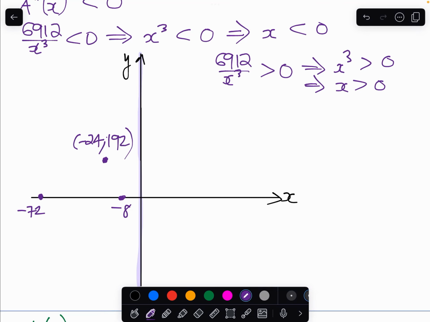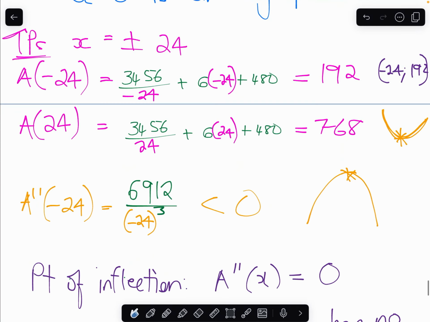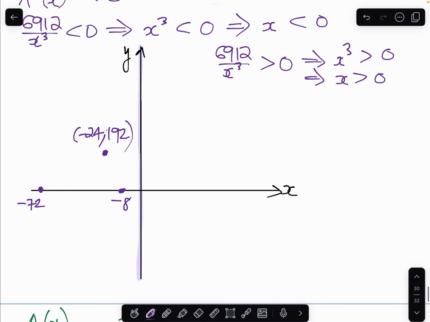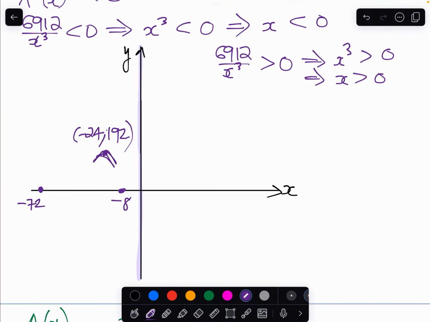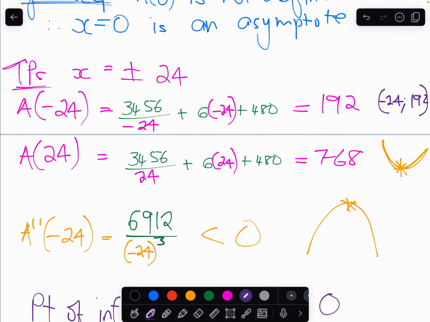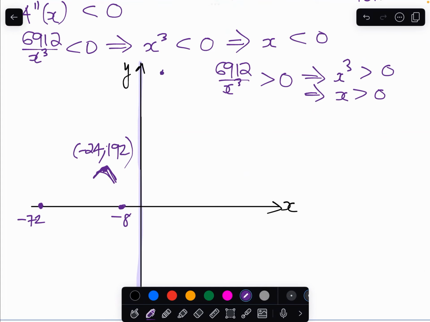And we know that it is a local maximum, right? Yeah, that's what we figured out here. Okay, so it's going to be something like that. And then the other turning point is at 24 and 768. So that's going to be way up here somewhere. Oh, okay, and it's going to be a local minimum, so let's not put it too high. So it's going to be 24 and 768.